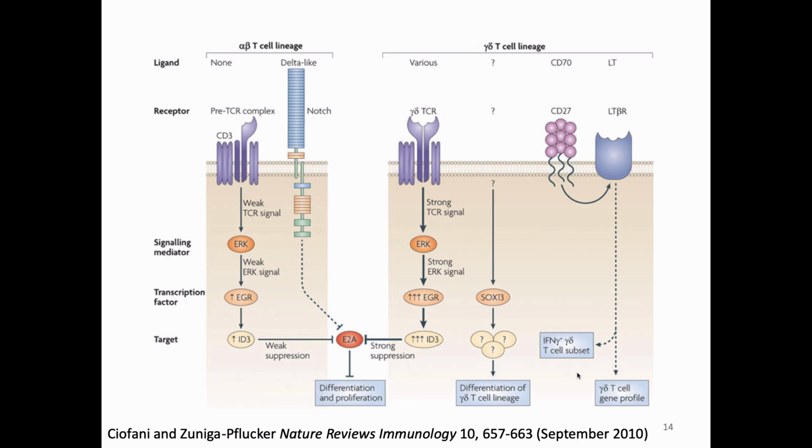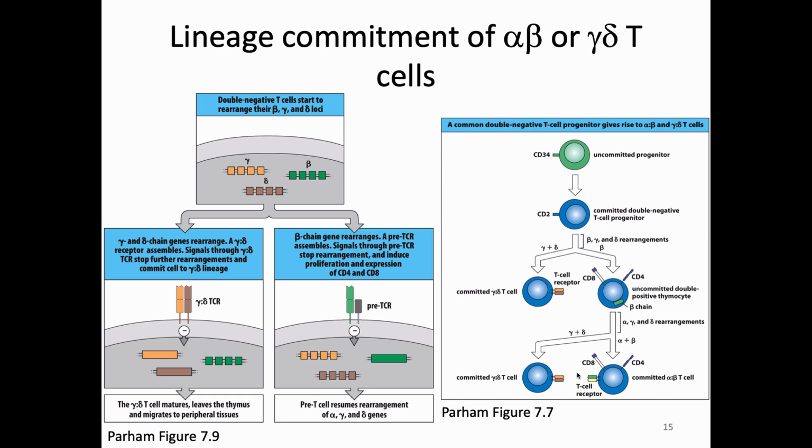What you will notice here is that once the cell starts to go down the alpha beta path and makes a beta chain, it can still actually switch to being gamma delta, up until the point where it makes its alpha chain. Once it makes its alpha chain, it's a point of no return. If the cell gets a strong signal and starts the gamma delta program, it's on the gamma delta program.